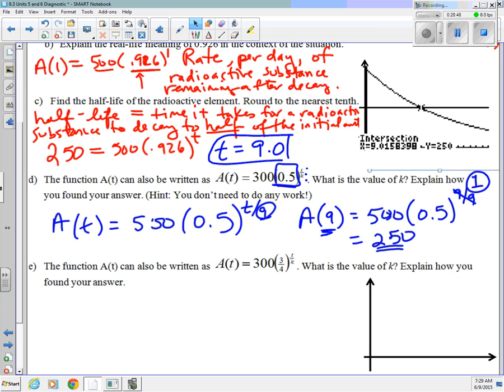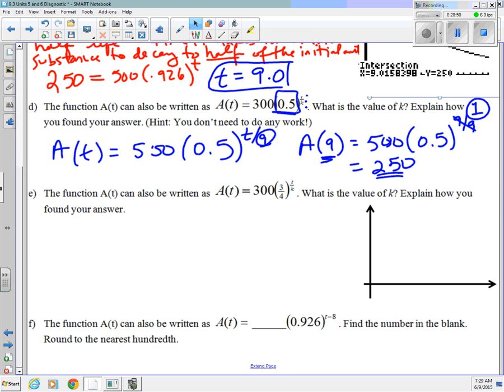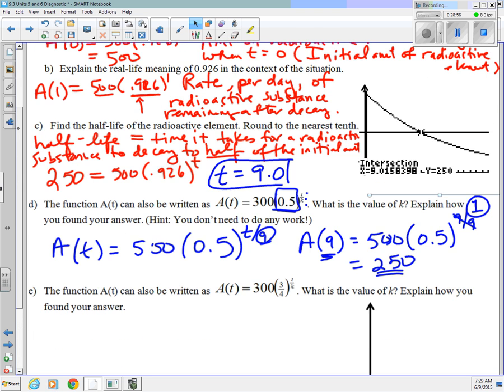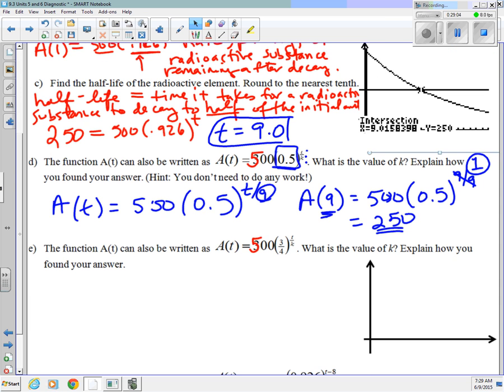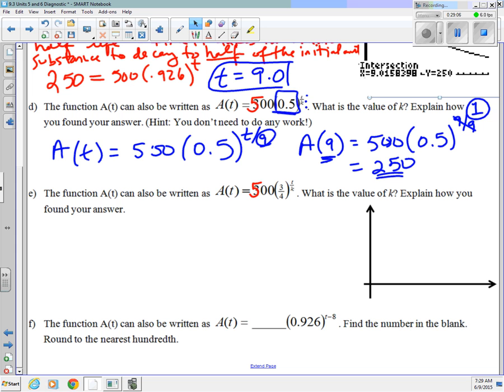Okay, the function a of t can also be written as 300 times, oh, that's why I'm doing the 300. Oh boy, so hold on a second. I apologize. On the worksheet, this should be 500. This should be 500. I'll tell you guys that today in class. That's why I was getting 300, excuse me. So the function a of t can also be written as 500 times 3 over 4 to the t over k. What is the value of k?